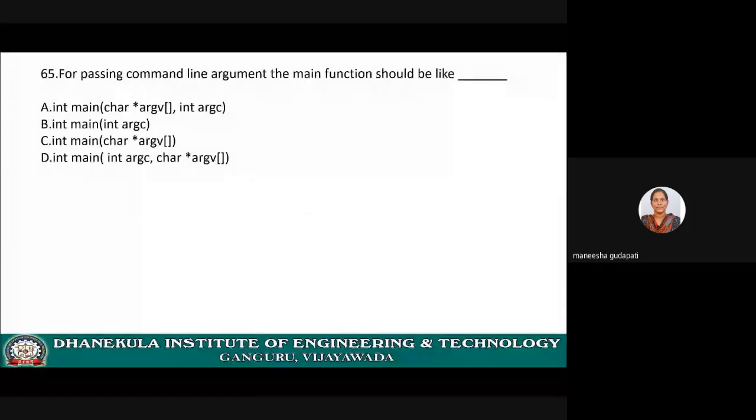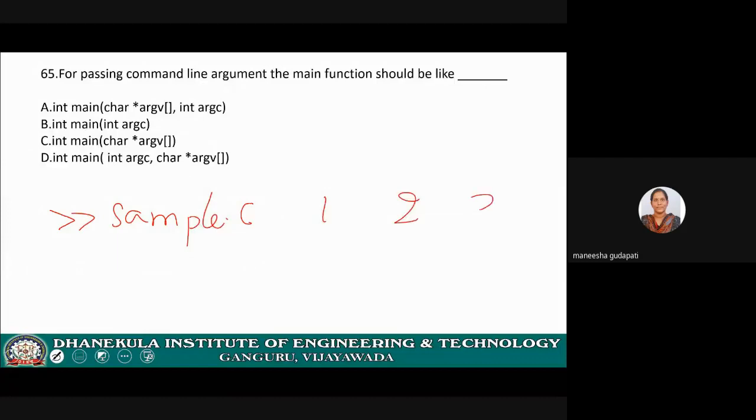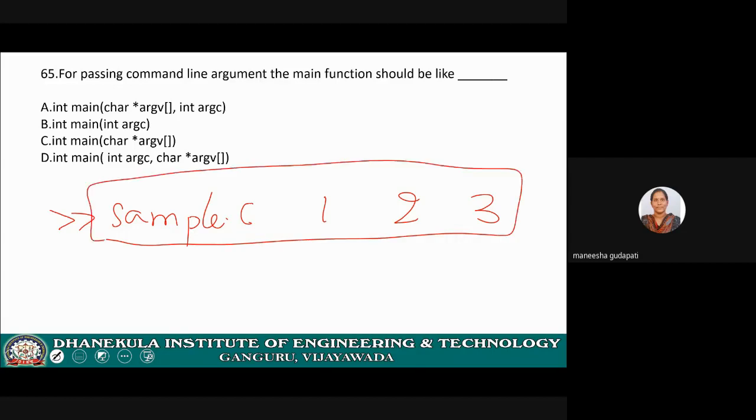Suppose in the command line I have a program called sample.c. In the command line I am typing sample.c followed by something like 1 and 2 and 3, calling the program like this. How will main consider these arguments: in the first way, second way, third way or fourth way?